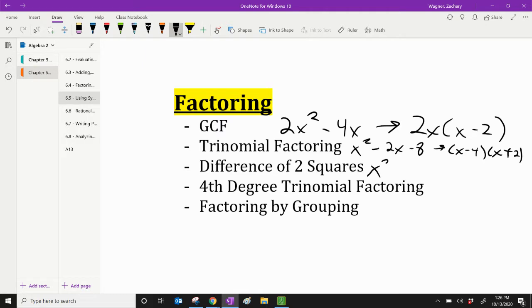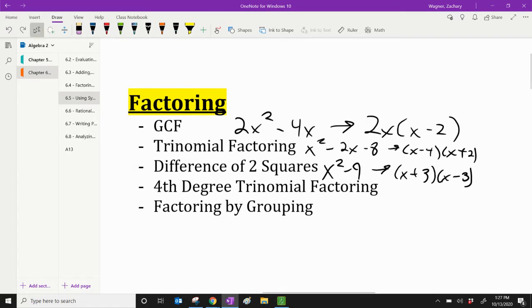Difference of two squares, if I said x squared minus 9 was a polynomial, right? You're missing the b term, but this is a perfect square, this is a perfect square. They're both perfect squares, which means x plus and minus 3 are my two factors, right? Because x squared, what two numbers multiply to negative 9 that add up to 0? 3 and negative 3.